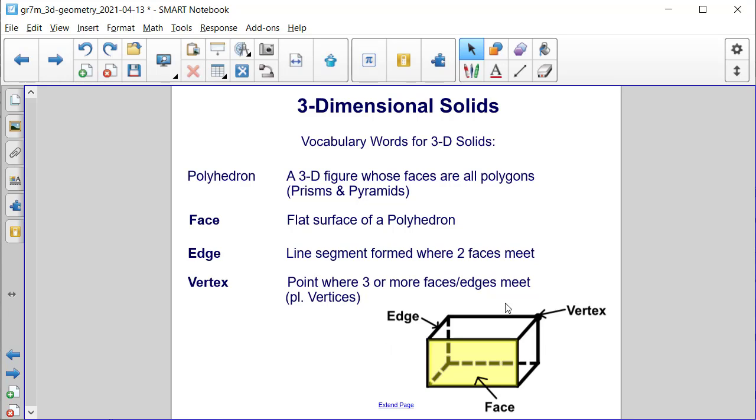And then a vertex is a point where three or more faces or edges meet each other. So here's a vertex here, there's a vertex here, here, here, here, here, here, and here. So there are 8 vertices in this rectangular prism.